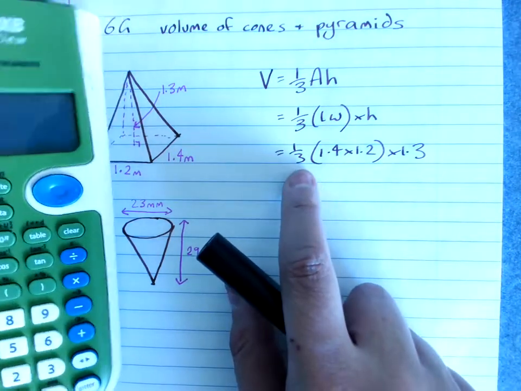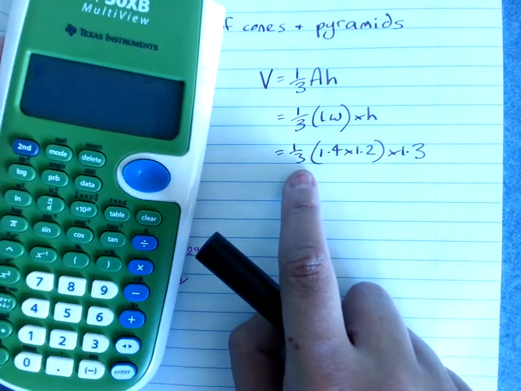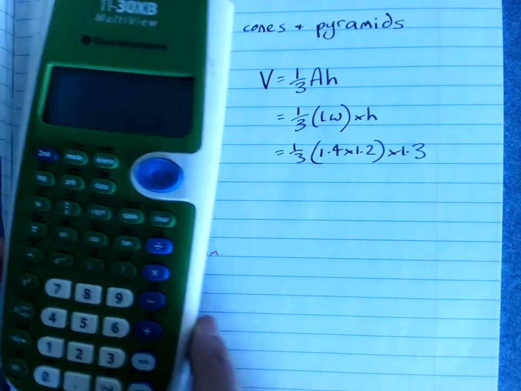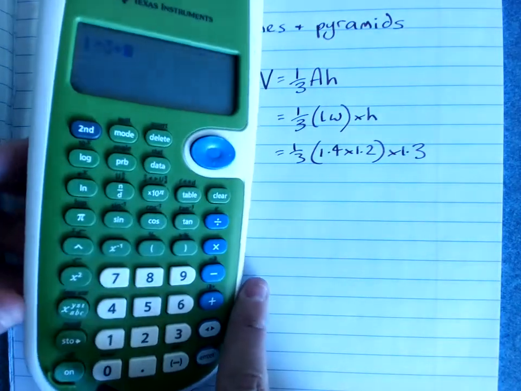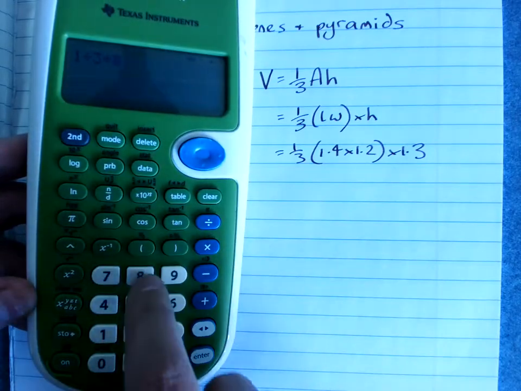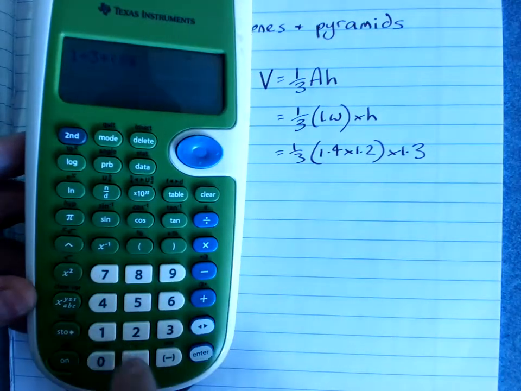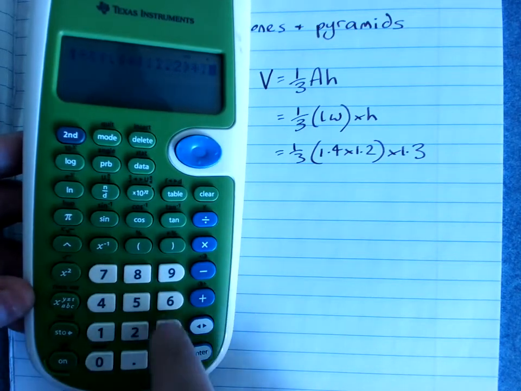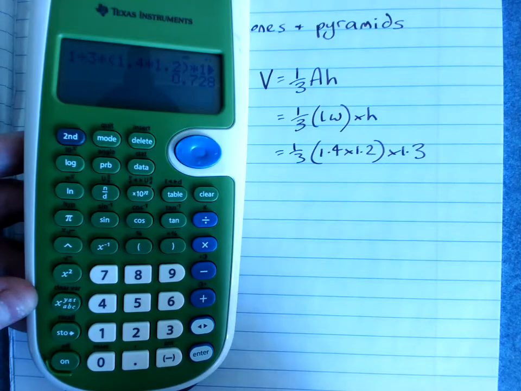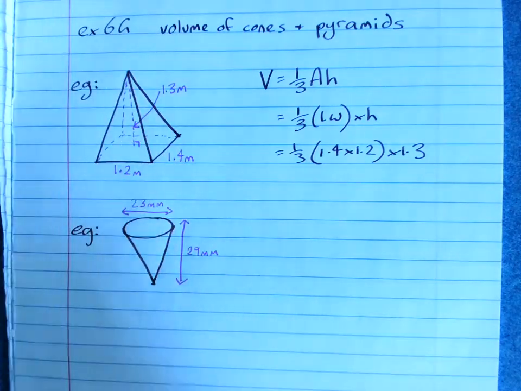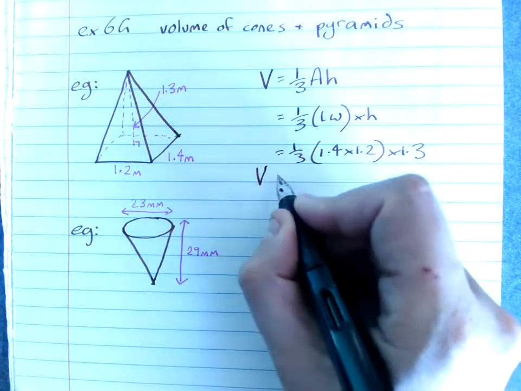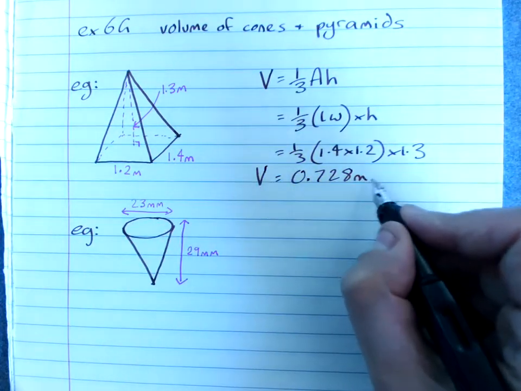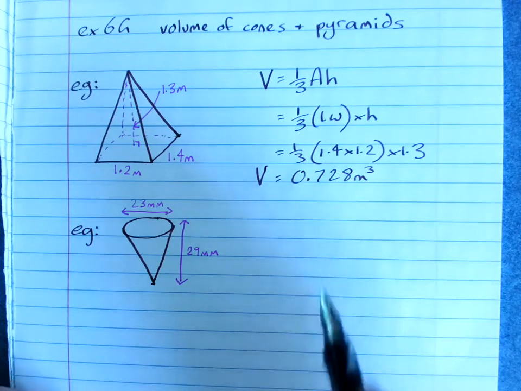Remembering that dividing by 3 is an okay shortcut, but if you prefer, that's 1 divided by 3 times 1.4 times 1.2 times 1.3. So the volume is 0.728. We were in meters, so we are in meters cubed for volume.